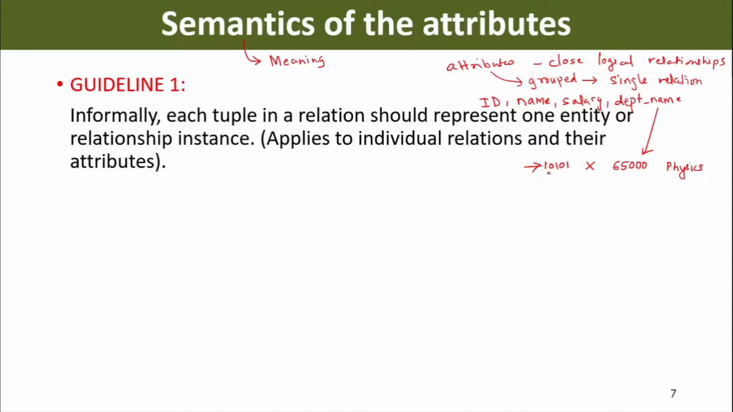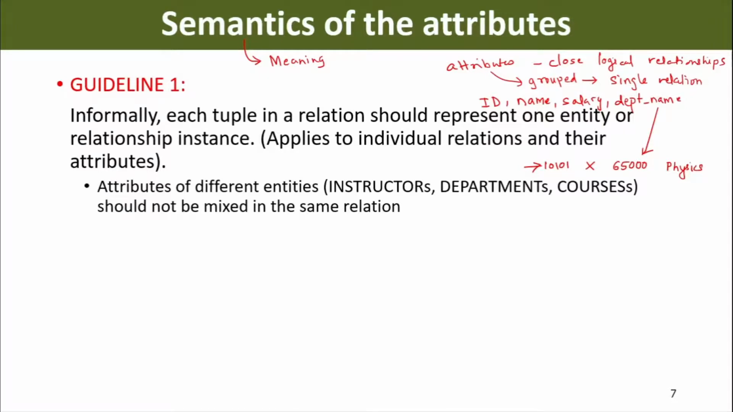It should not happen that we mix more than one type of entity together, right? We'll see this afterwards with examples. So attributes of different entities like instructors, departments, courses should not be mixed in the same relation. Meaning the data related to instructor and the data related to course should not be mixed together to come up with a single relation.